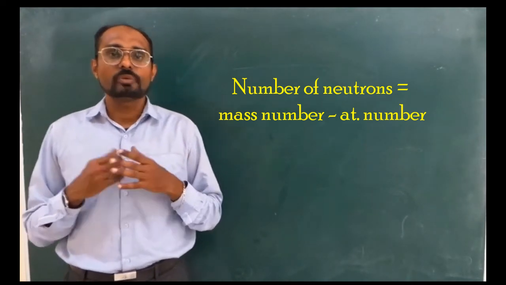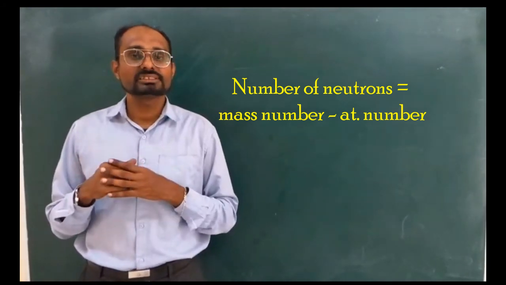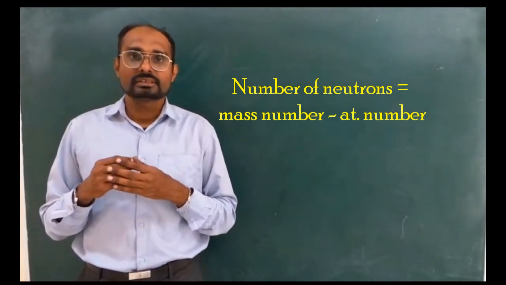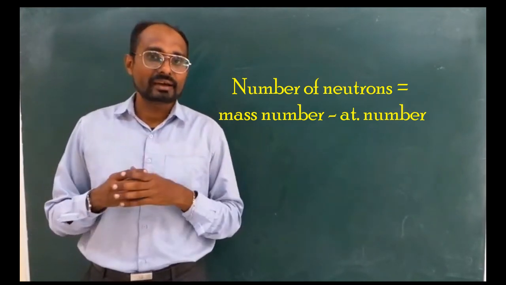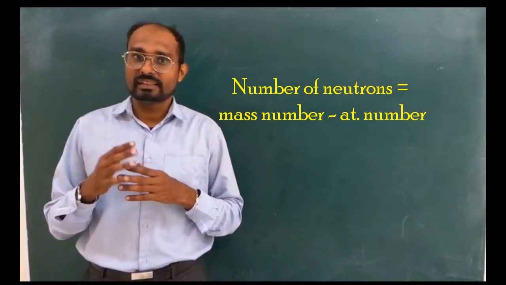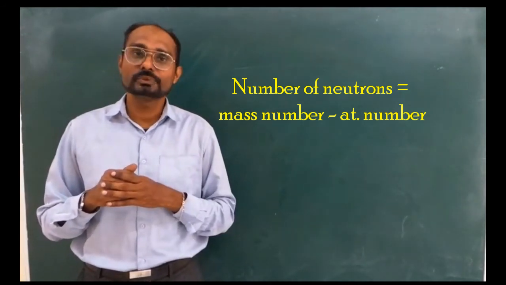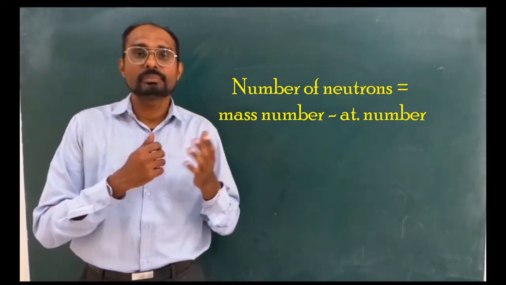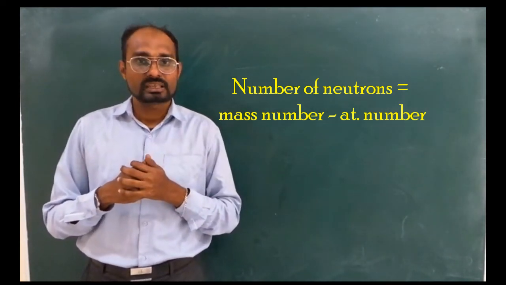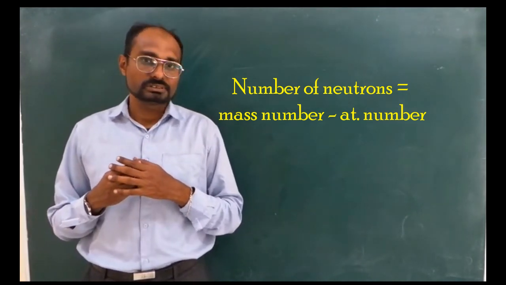So how many protons do I have? Because the atomic number is 3, it has 3 protons. Protons and neutrons taken together, how many do we have? 7. So if I want to find only the number of neutrons, what do I do? The total mass number minus the number of protons. In this way we can find the number of neutrons.